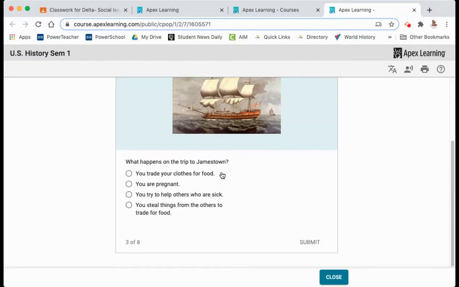I am pregnant. I try to help others who are sick, or I steal things from others to trade for food. None of those are great options. Maybe I try and help the people that are sick. Oh, and it says, I watch many people die of hunger and sickness.